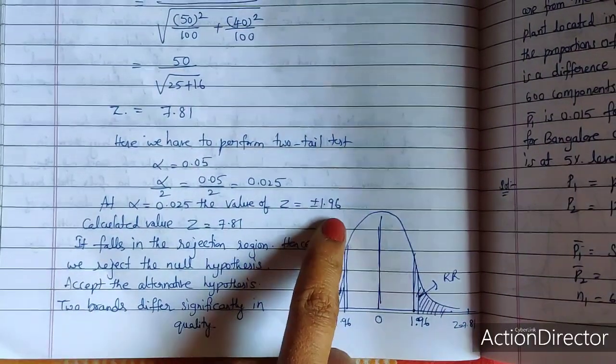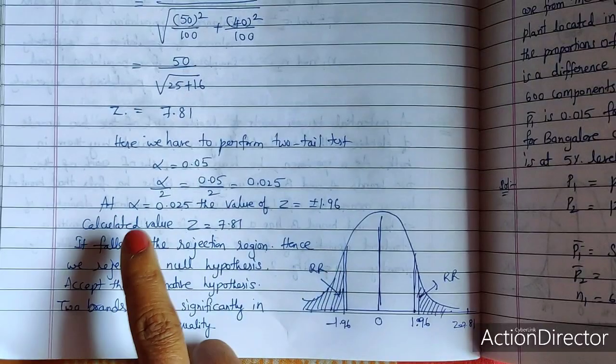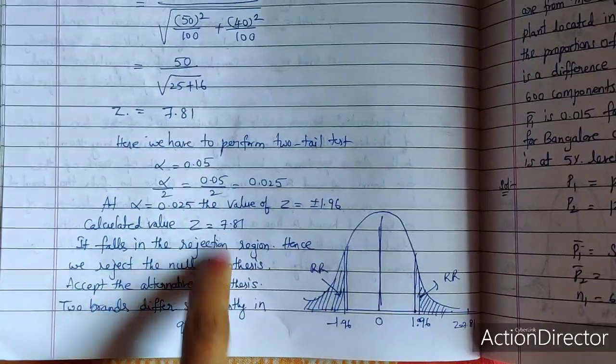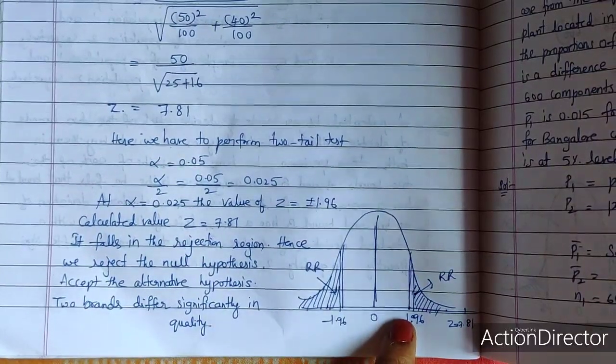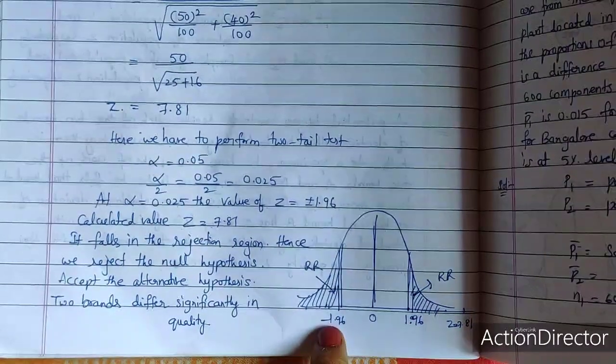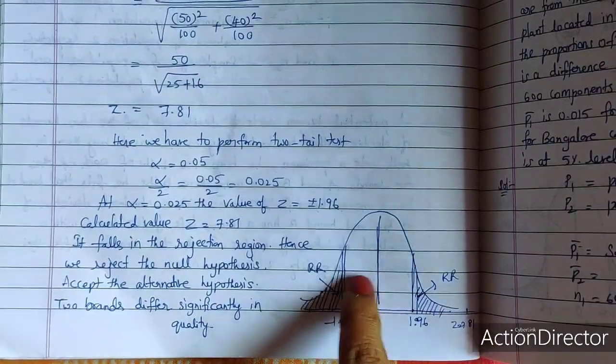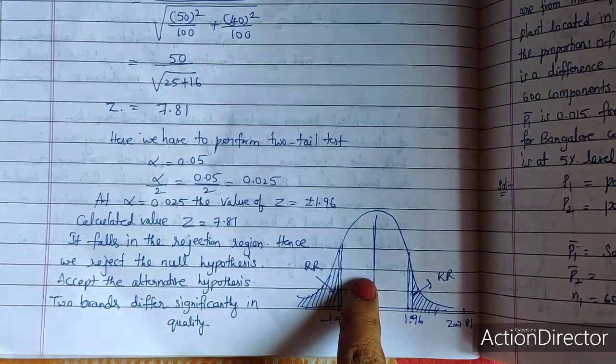If you have any doubts, please observe the previous video. And the calculated value is z equal to 7.81. So here we have to draw like this: minus 1.96 and plus 1.96. Beyond these values are the rejection regions, and this is the acceptance region.